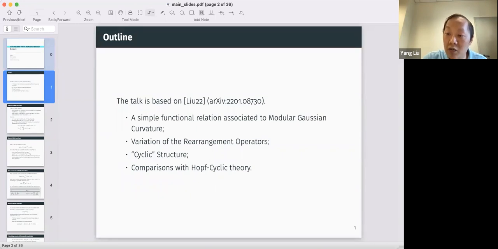So here is the outline of my talk. First of all, I will introduce, as a motivation, a simple functional relation attached to the notion of modular Gaussian curvature, discovered by Connes and Moscovici. What's behind that is a sort of variational calculus, a calculus where we're dealing with operator valued coordinates. The main result is basically to show that such a calculus is somehow governed by certain cyclic structures. At the end, I will make some comparisons with the cyclic structure and the Hopf cyclic theory behind.